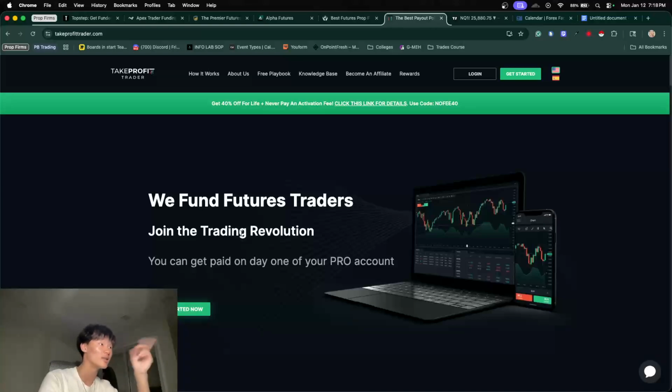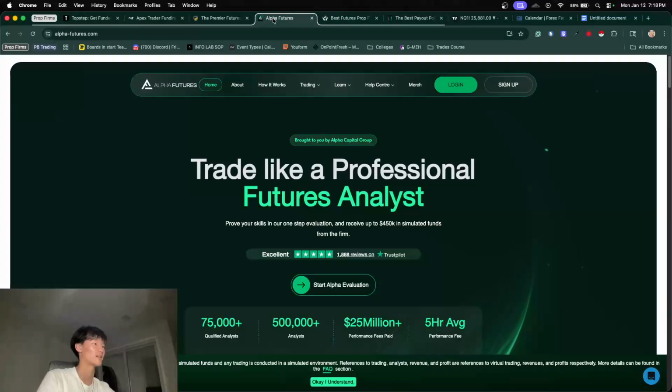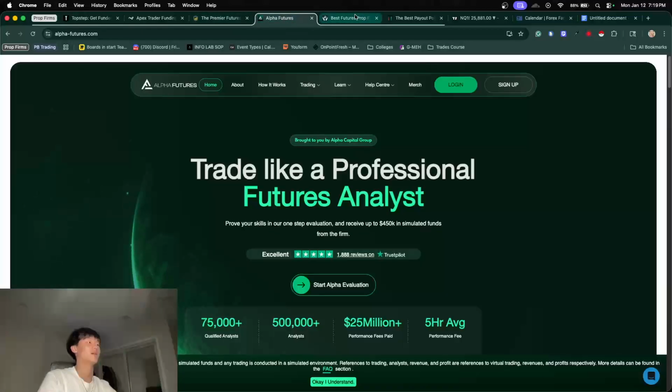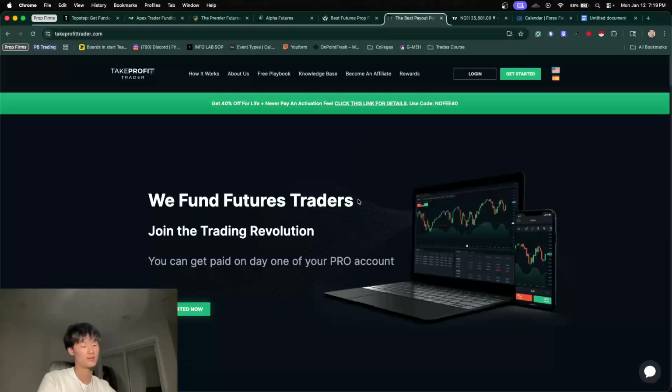The one good thing about Take Profit Trader is that they have same day payouts. So on that day you can pay out, which is crazy. I think that's broken if you actually get the account. So yeah, also all of these have different payout rules. Some of them you can only pay out bi-weekly or weekly or monthly, and also they have a payout cap. So you can max pay out 5K or something like that.